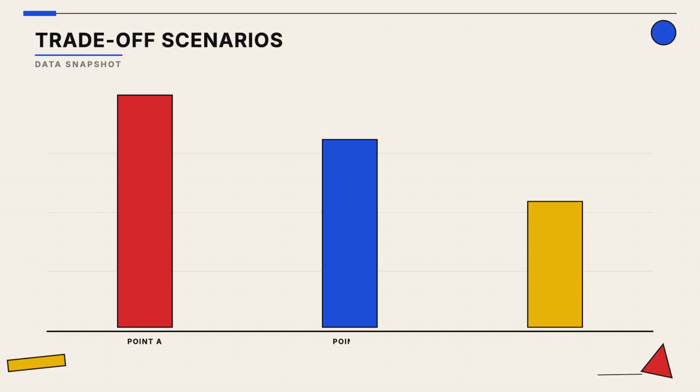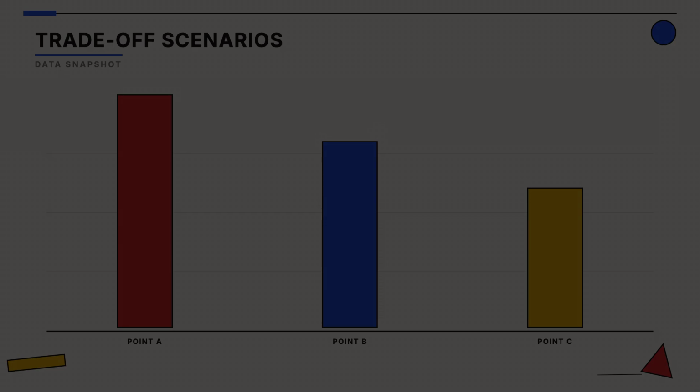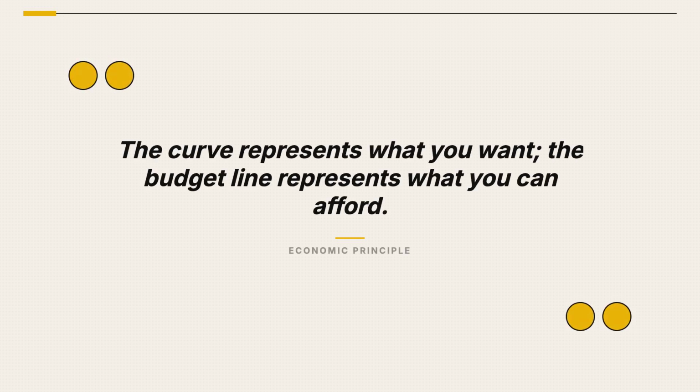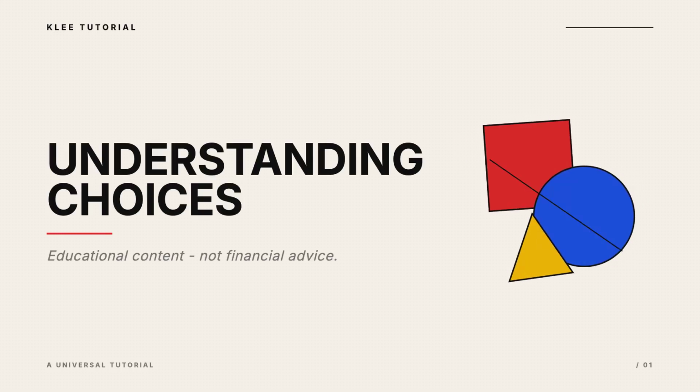This chart shows how a consumer might trade off units of one good for another while maintaining that same level of happiness. Remember that these curves only show what a person wants, not what they can actually afford within their specific budget. Understanding these curves helps explain economic behavior in the real world.